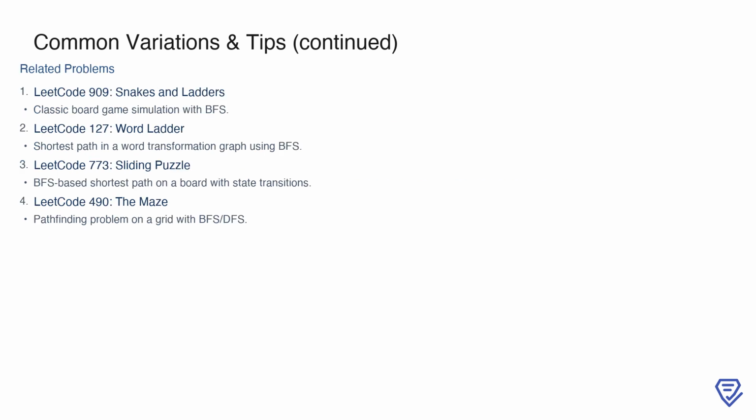There are also related problems that share similar concepts and can help deepen your understanding. LeetCode 909, Snakes and Ladders, is the classic board game simulation where BFS is used for pathfinding. LeetCode 127, Word Ladder, involves finding the shortest path in a word transformation graph, again using BFS. LeetCode 773, Sliding Puzzle, focuses on finding the shortest path for state transitions on a board, which is another BFS-based problem. Finally, LeetCode 490, The Maze, is a pathfinding problem that can be solved using either BFS or DFS. Studying these problems can help you recognize patterns and refine your problem-solving skills for similar challenges.